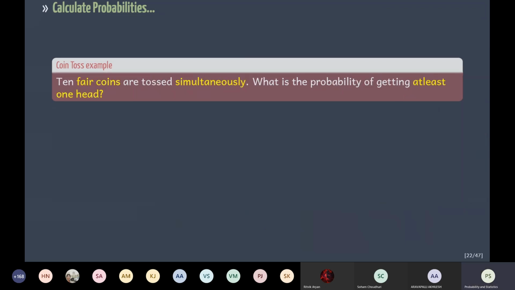So this is the question. It's slightly different. Again, we are tossing two fair coins and they are tossed simultaneously. Now the question is, what is the probability of getting at least one head?